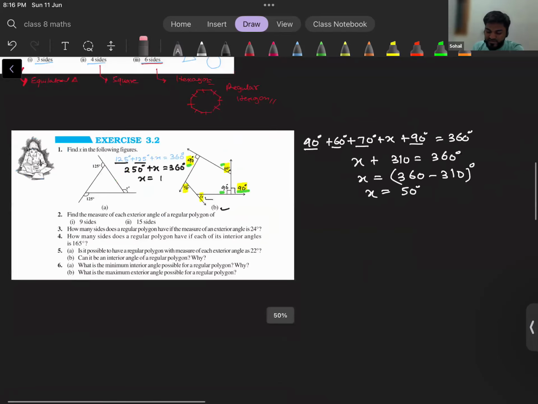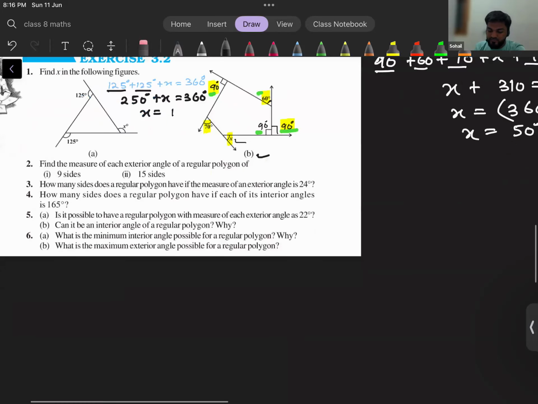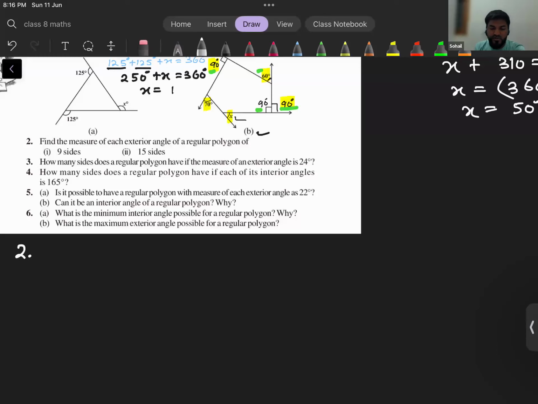Find the measure of each exterior angle of a regular polygon, where the number of sides is given. You should be able to solve this one easily. In the first question, n is nine, a nonagon, and you need to find the exterior angle. Which formula are we going to use here? Sir, 9 minus 2 multiplied by 180.